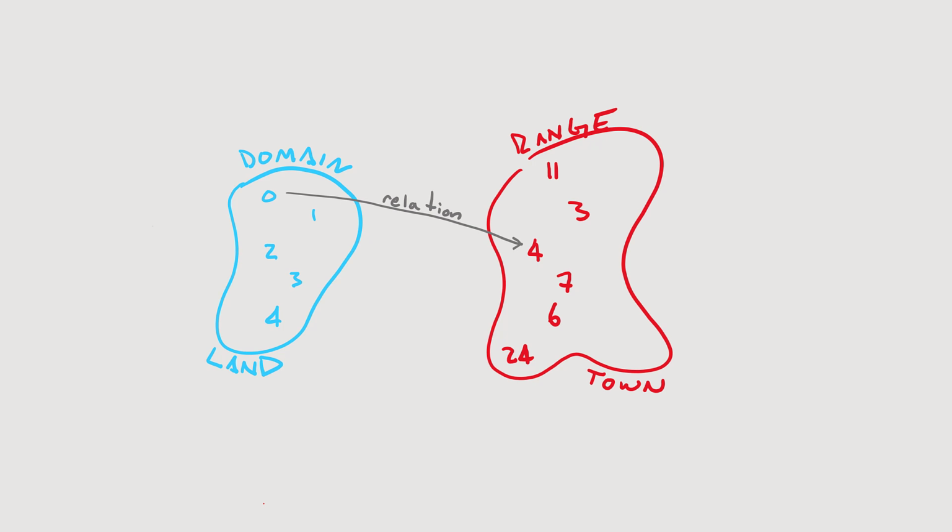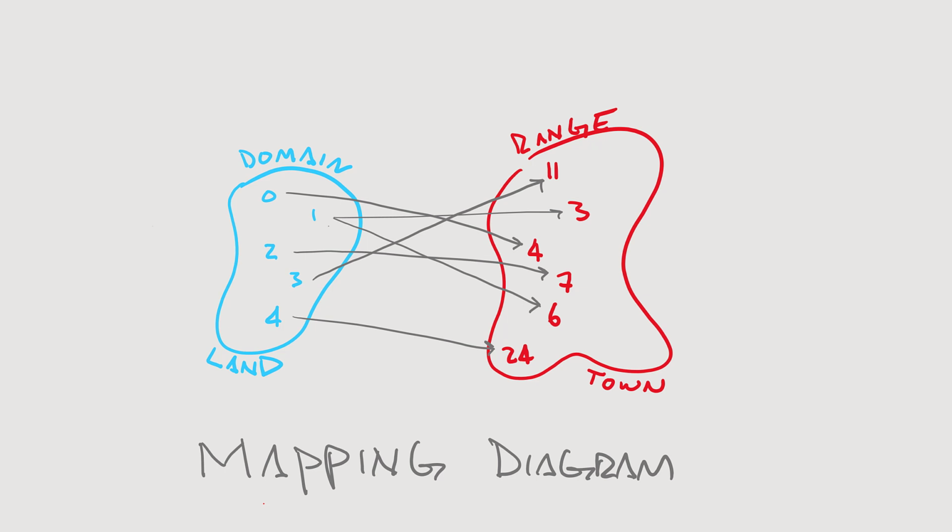But when 0 gets on the relation, when it gets on the transportation machine, it undergoes a transformation and winds up in range town as the number 4. Same thing happens to all the other numbers. 2 becomes 7 when it takes the relation transportation machine. 3 becomes 11. 4 becomes 24. 1's a little weird because it becomes 3 or 6. Maybe it flips a coin and decides it becomes 3 or 6. I don't know. But that's how I think about it.